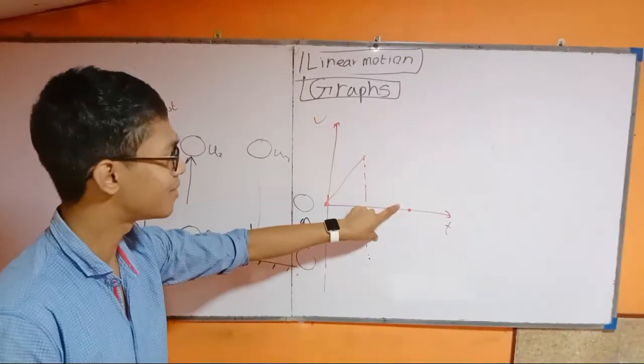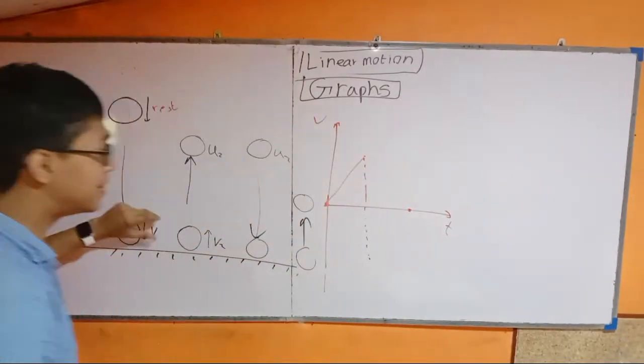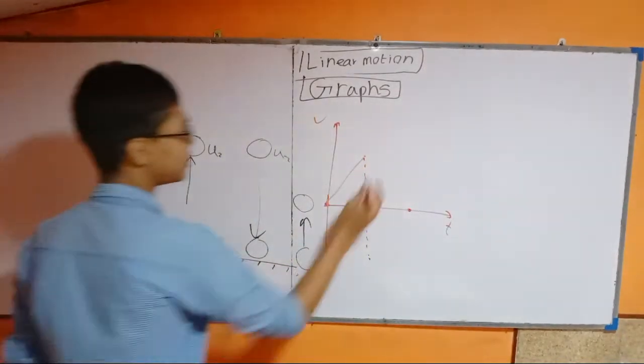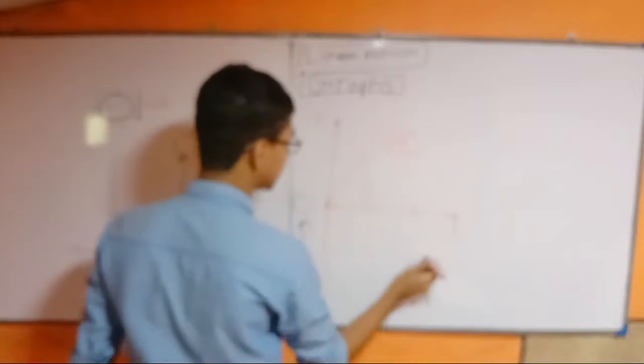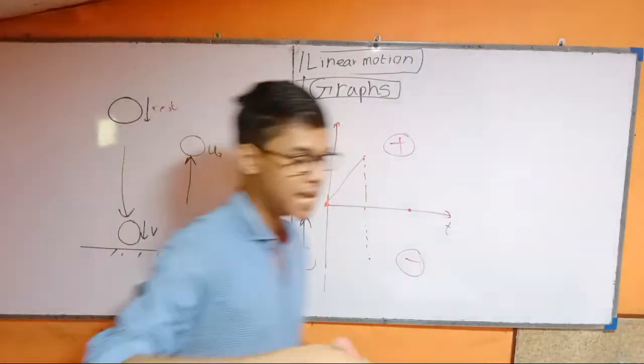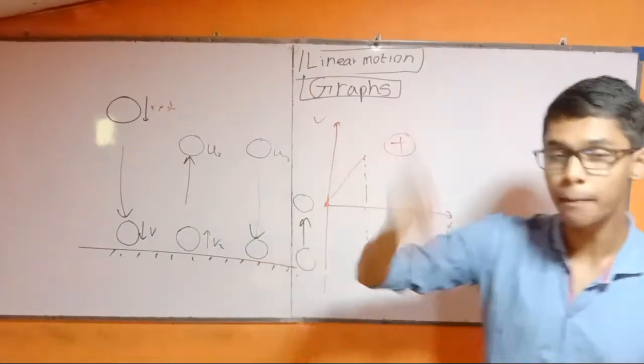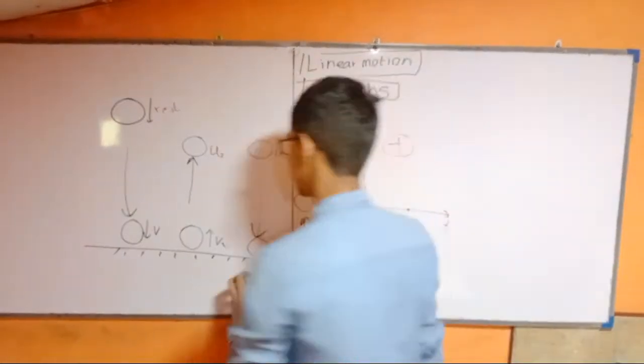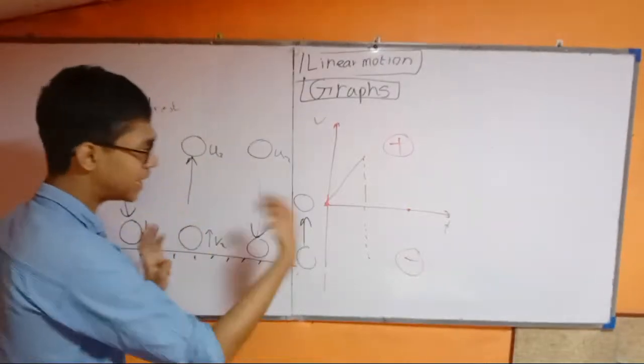Because the direction changes. This is the positive direction. This is the negative direction. Now I said before I am taking down as positive and up as negative. Now the velocity is upward, so it must be a negative one.